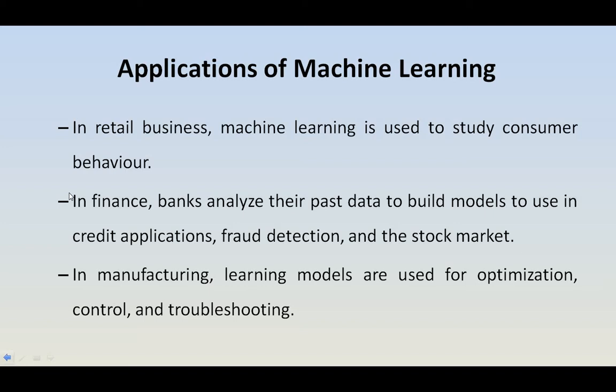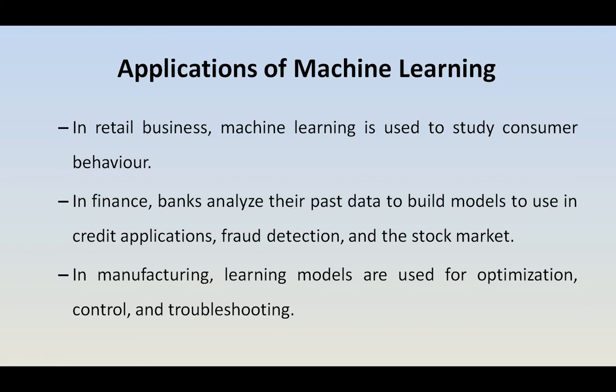Now coming to the third application, manufacturing. In manufacturing, we can use learning models for optimization, control, as well as troubleshooting. So these are the main applications of machine learning. Apart from that, we can have other kinds of applications also.